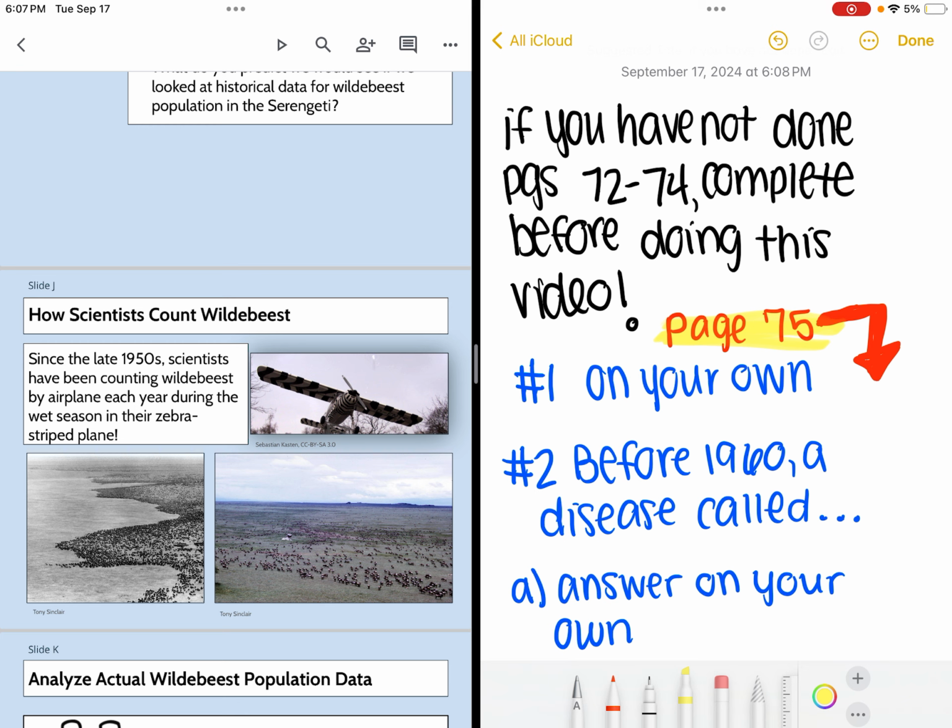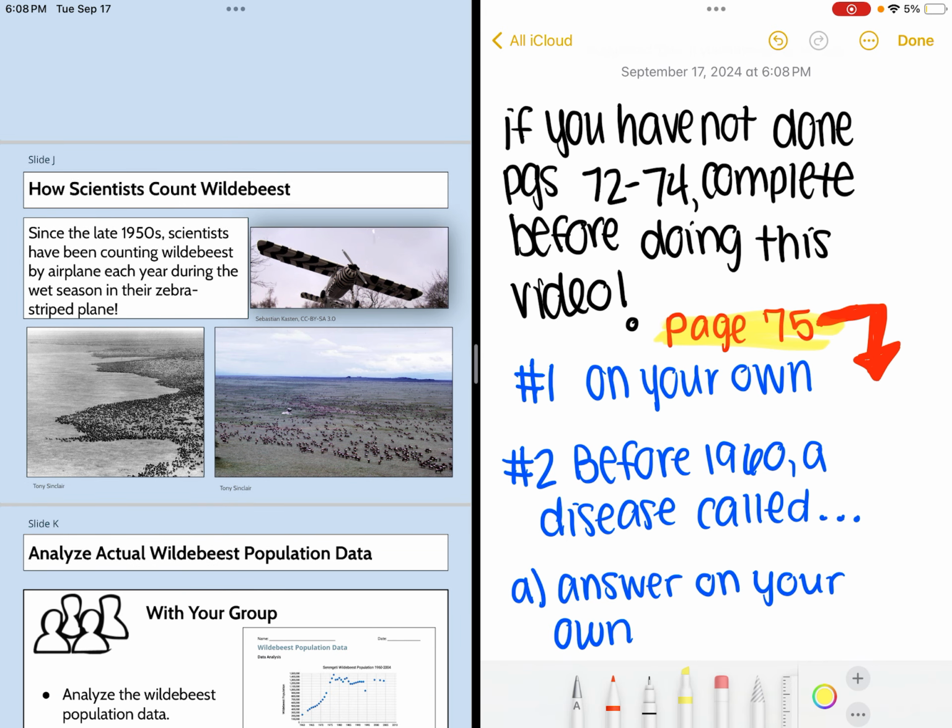This happens during the wet season, and the plane is a zebra-striped plane to kind of fit in with the animals in that area, which is kind of neat. Now, technologies have changed over time. Nowadays, the plane flies over and little transmitters send signals to the plane, and the population is counted all by technology. It used to be by hand, but we can say that our data is very accurate for these years.